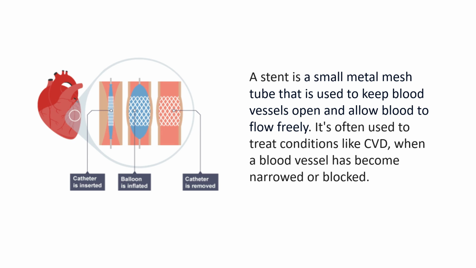The first one is a stent. It's a small metal mesh tube. It's used to keep blood vessels open, and it allows blood to flow freely. It treats cardiovascular disease when a blood vessel has become narrowed or blocked. So you can see the balloon is inflated, and then the catheter, which is a tube, is removed, leaving the stent. Now, the key thing about this is that it increases blood flow, it increases the amount of oxygen and glucose getting to the cells, therefore respiration can occur and you can release energy.